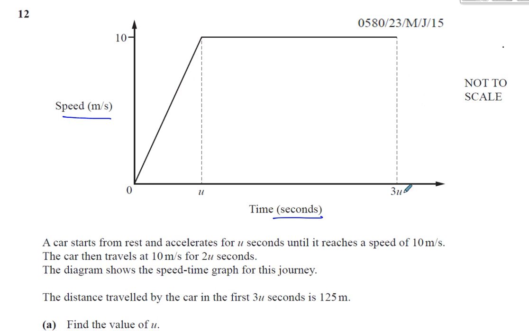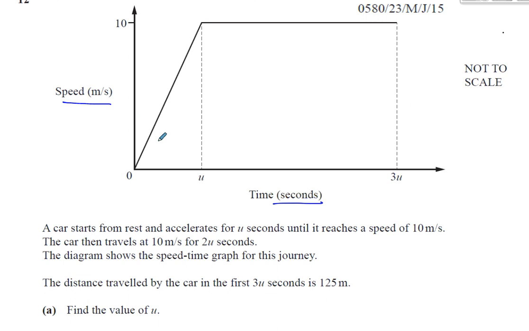The distance traveled by the car in the first 3u seconds is 125 meters. Find the value of u. Okay, so we know that the area under the graph tells you the distance traveled in a speed time graph. You do that by the area under the graph. So if I find the area of this shape, which is a trapezium, it should equal 125 meters.